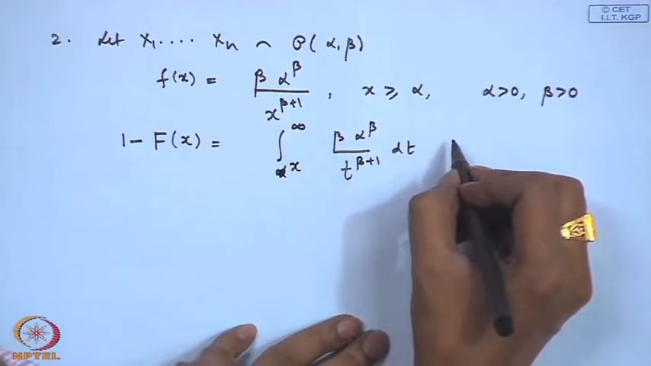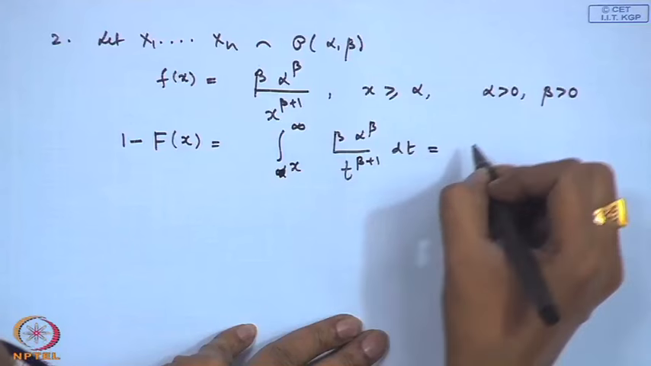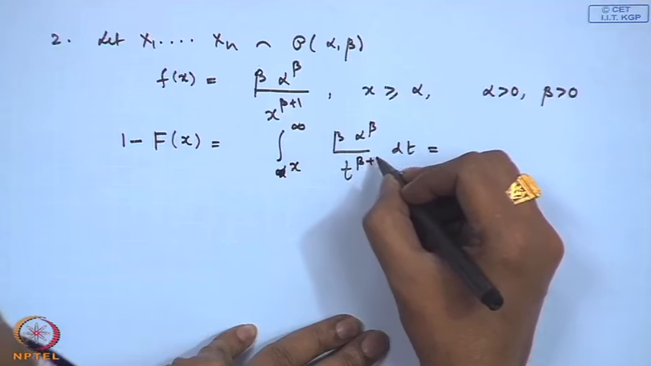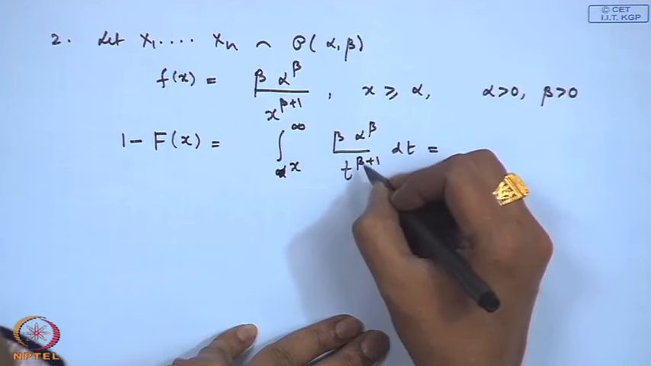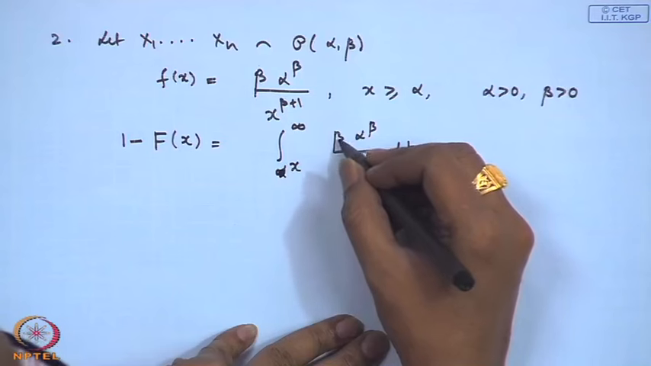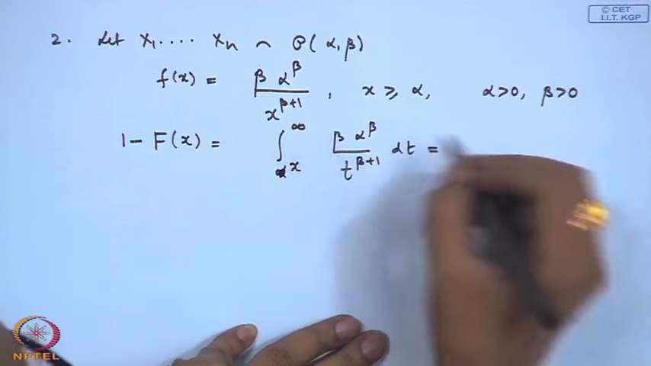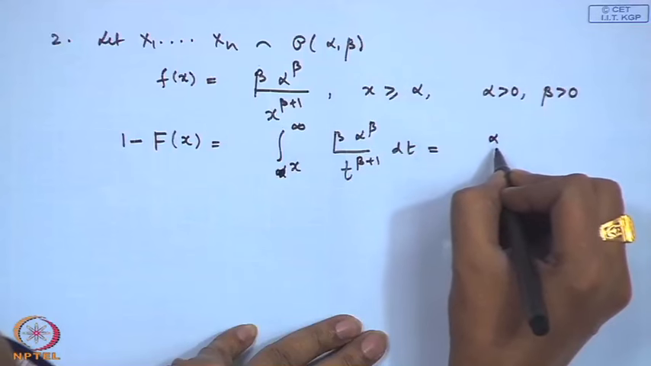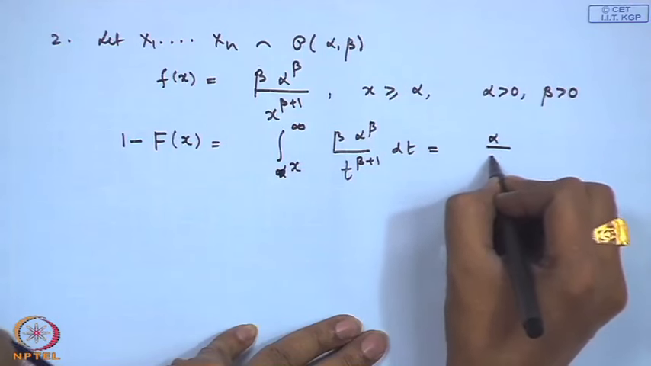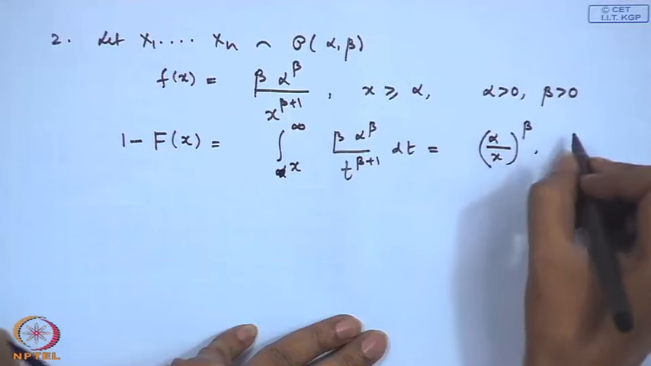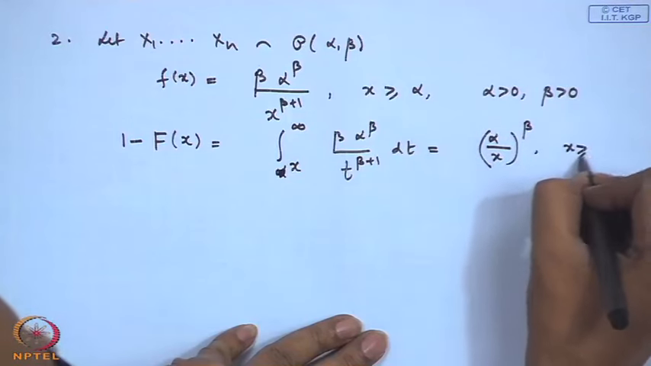So, this then simply becomes, if I integrate t to the power minus beta minus 1, I will get t to the power minus beta divided by minus beta. Beta will cancel out, and then t to the power minus beta will give me x. So, that means I will get (alpha by x) to the power beta for x greater than or equal to alpha.